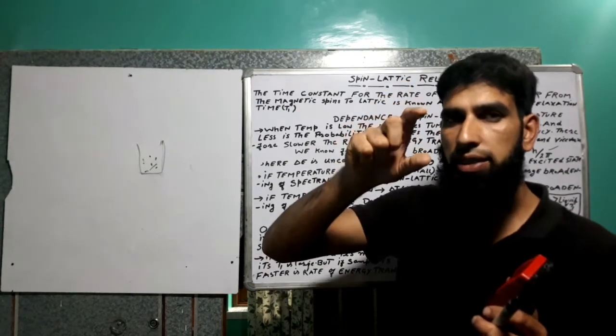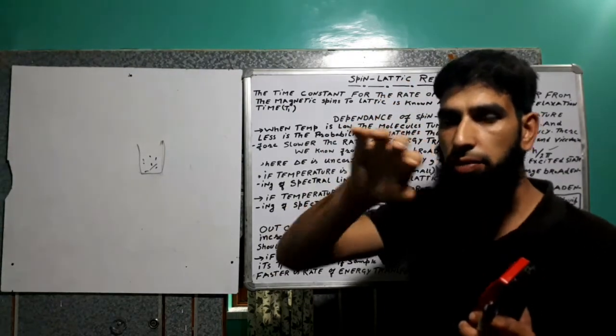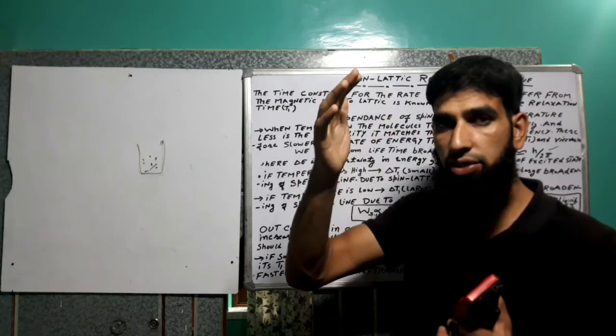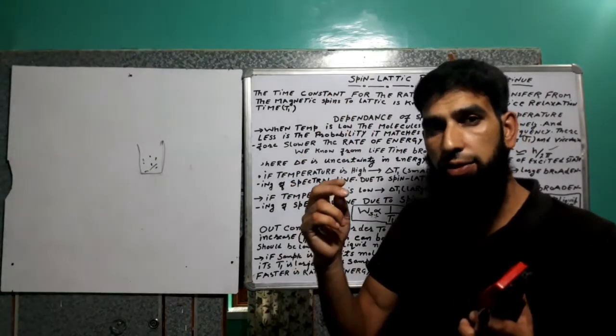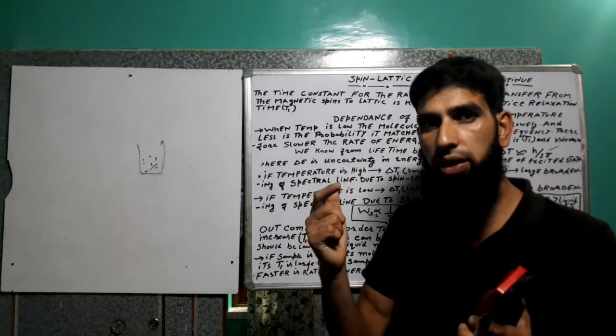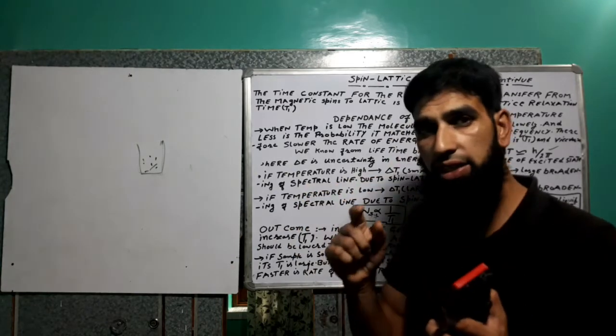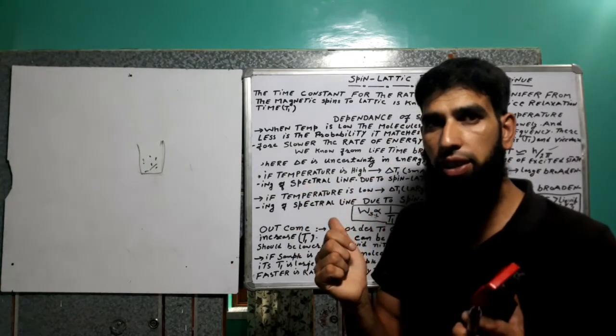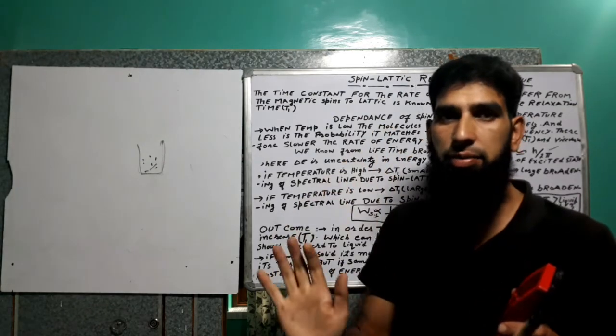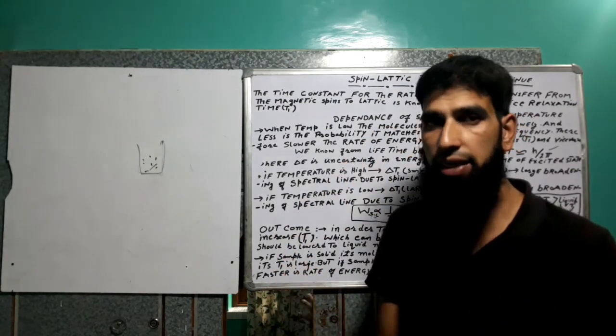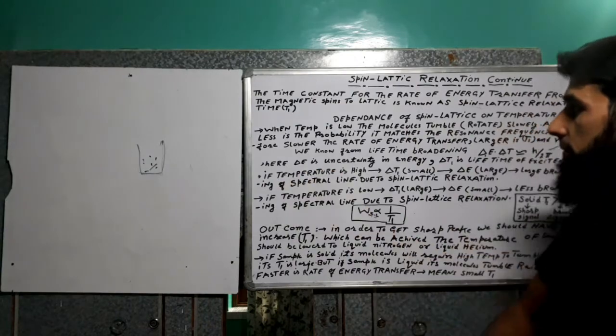When it spends less time in the excited state, the rate of energy transfer from the higher energy state to the lower energy state will be faster. When the energy transfer is faster, that means the spin lattice relaxation time is less. Okay, getting it? I have written this line.